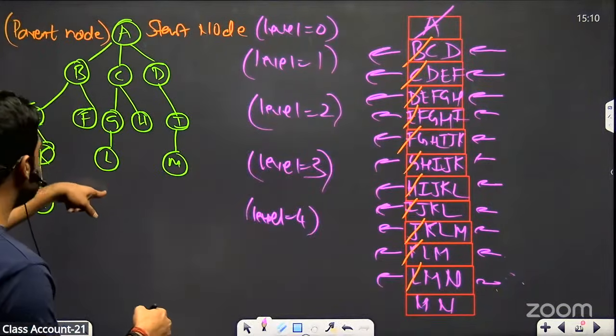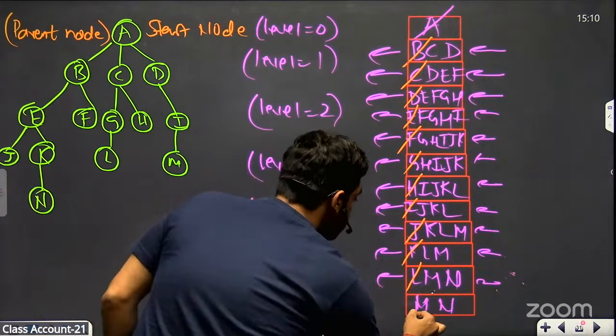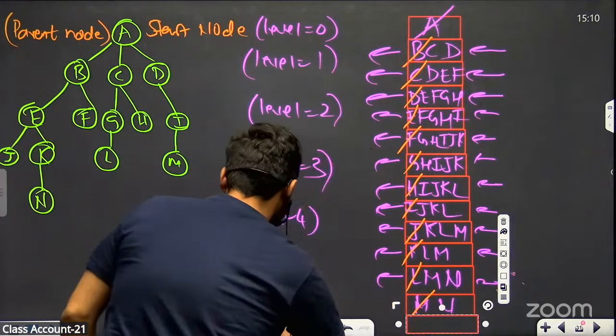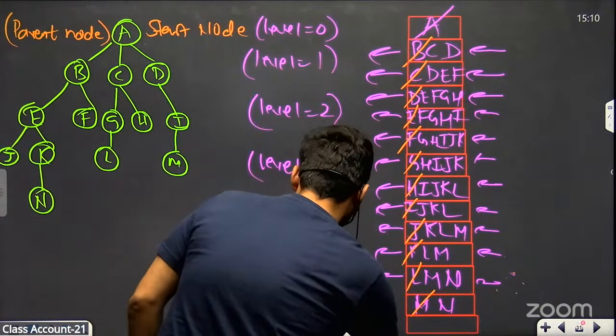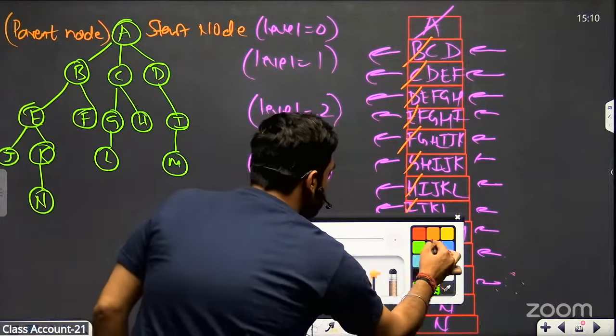Does L have any child? No, L doesn't have any child. I would be cutting M, and in the last, I have a single node, that is N. So I would be cutting N.